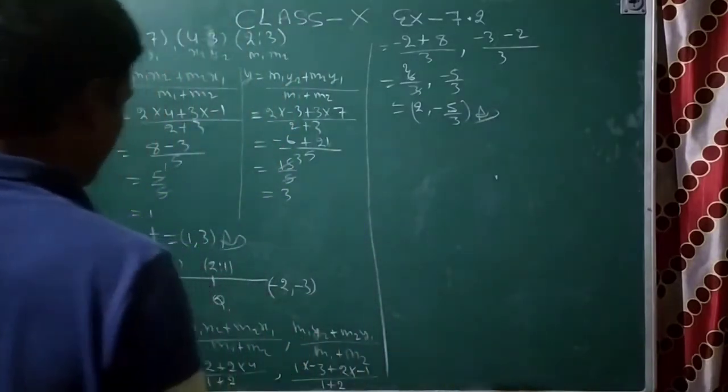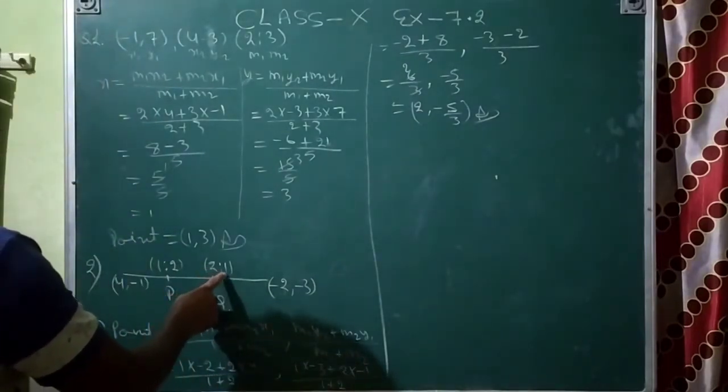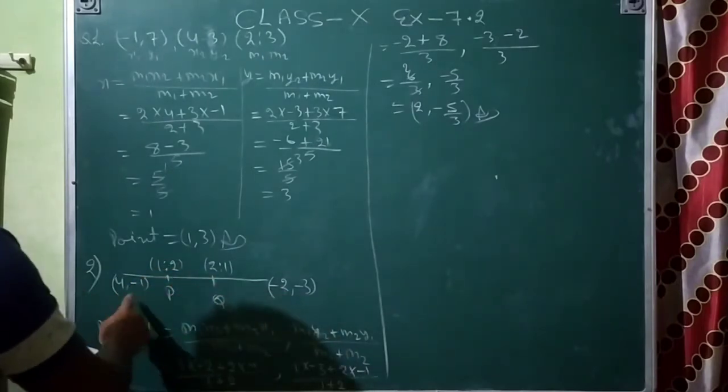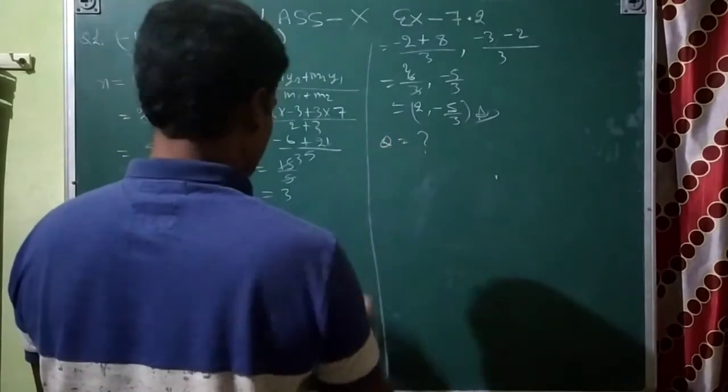Similarly, you will find the Q point, but now you will apply the ratio 2:1, and the coordinates will be the same. So you can do the Q point by yourself.